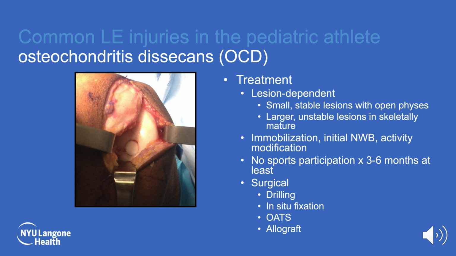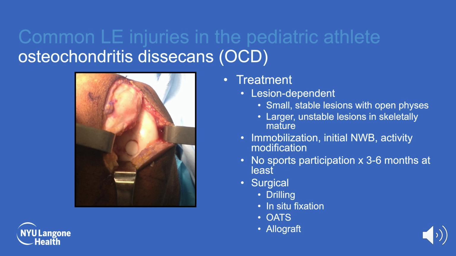And then when we're talking about stable versus unstable, this again is an MRI diagnosis as well as an arthroscopic diagnosis. But on MRI, you may see cystic changes behind the lesion, you may see fluid tracking behind the lesion, and you may see actually frank cracking of the articular cartilage surface.